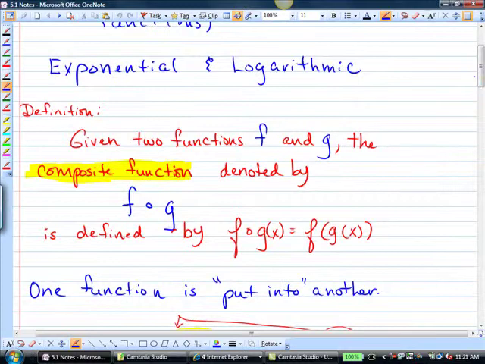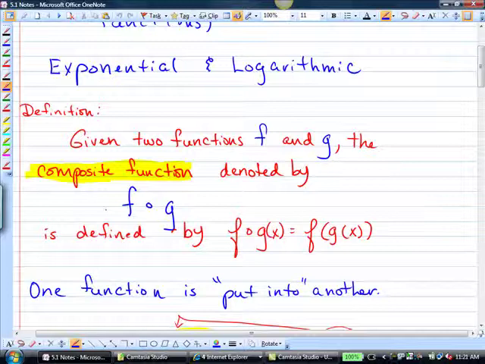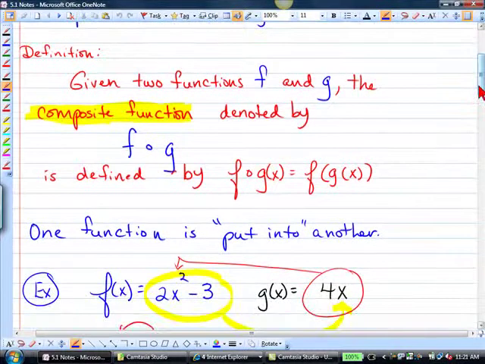If you're given two functions, and call them f and g, that's typical. The composite function denoted by f of g, and this little bitty circle, it's read "f of g", is defined by either this, f of g of x, or fg of x. That's some different notation. What it means is that g gets put into f. In high school, sometimes they're called fog and goff. Anybody have an instructor that called them that? No, just not at all. Okay. All right. But it's literally one function is put into another function.